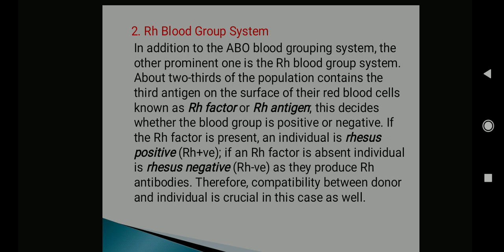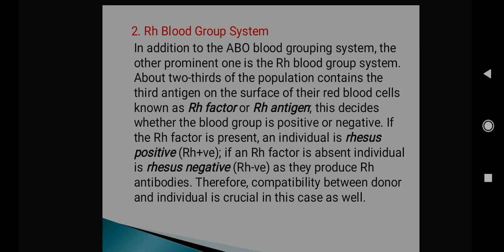In European countries, 85% of human beings are Rh positive and the remaining 15% Rh negative. In our country, 93% of people are Rh positive and only 7% are Rh negative. In China, 99% of people are Rh positive and only 0.5% are Rh negative.